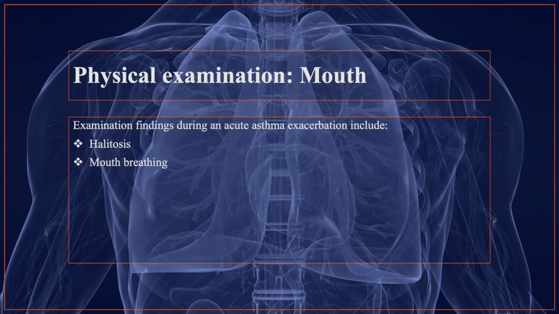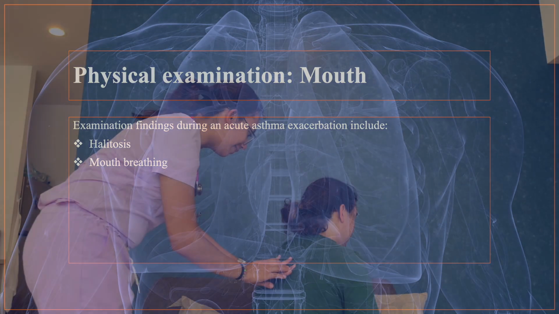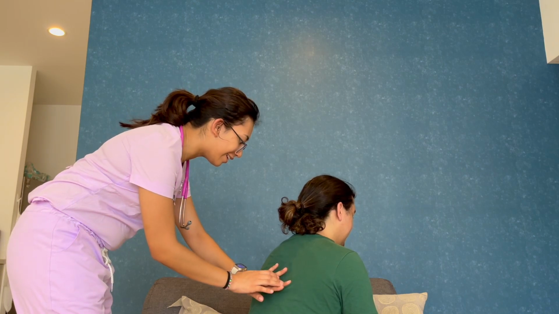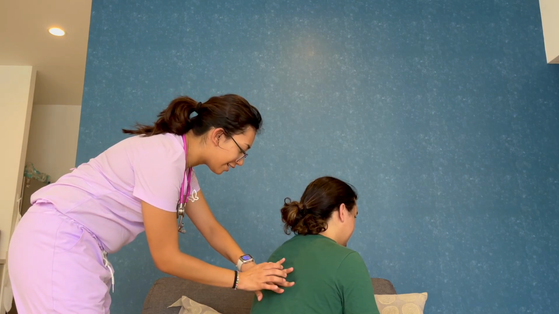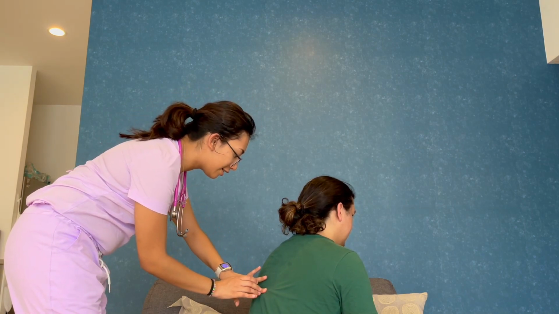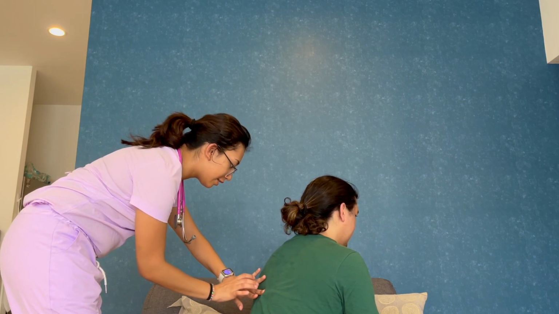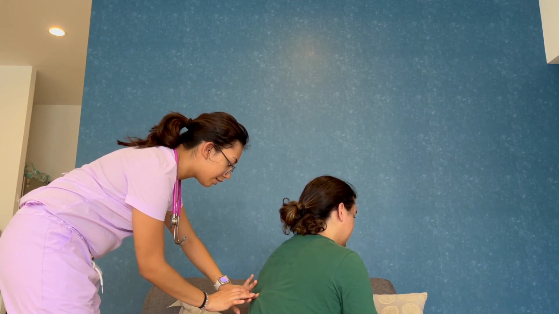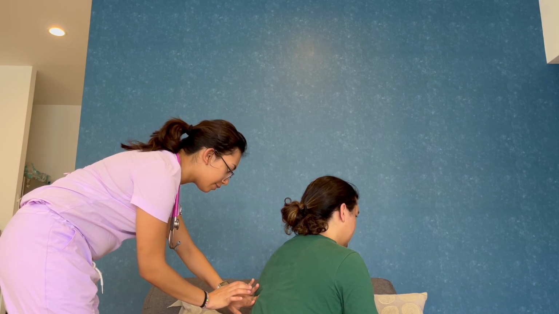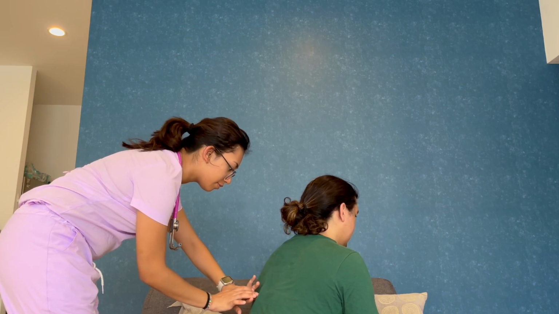During physical examination of the mouth, findings associated with an acute asthma exacerbation include halitosis and mouth breathing. Continue with inspection, palpation, and percussion of the lungs at the posterior thorax. Percuss the lungs in a ladder pattern, going from side to side as you move down from the apices to the bases of the lungs.